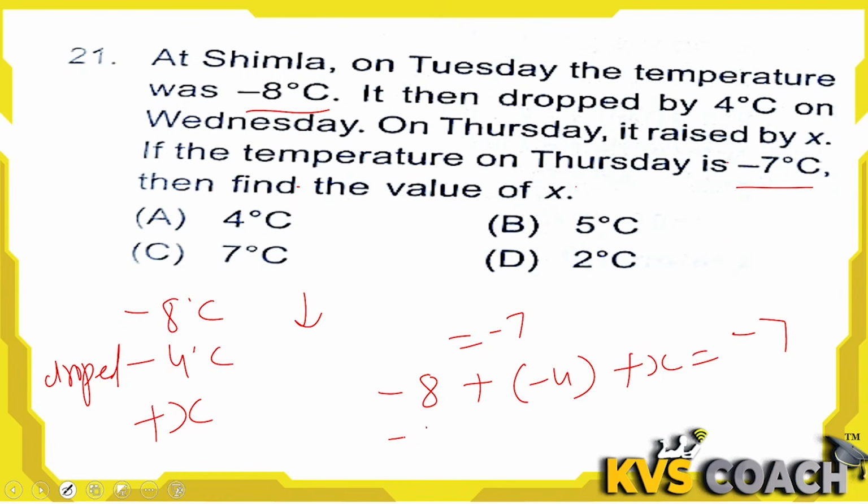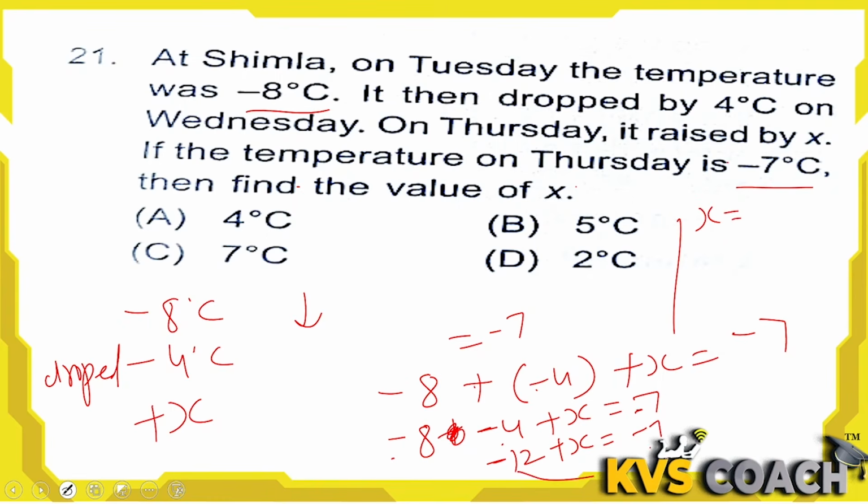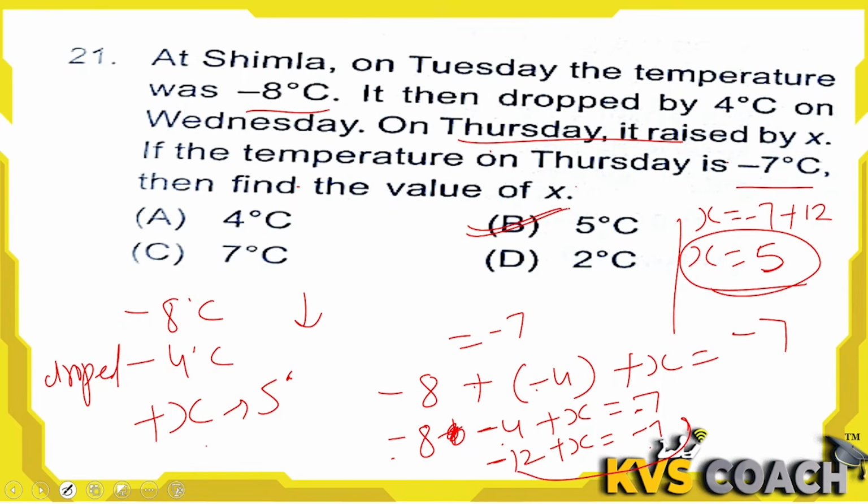So the value will be -8, this is plus minus minus, so we have -4, and plus x is equal to -7. Then minus and minus, the sign will be minus: -12 plus x is equal to -7. So what will be x? Here I am doing this: x is equal to -7, I am taking 12 to the other side, and 12 will be plus when changing the side. So plus 12 minus 7 is 5. So the value of x is 5. It means the temperature increased by 5 degrees on Thursday. Option B is the right answer here.